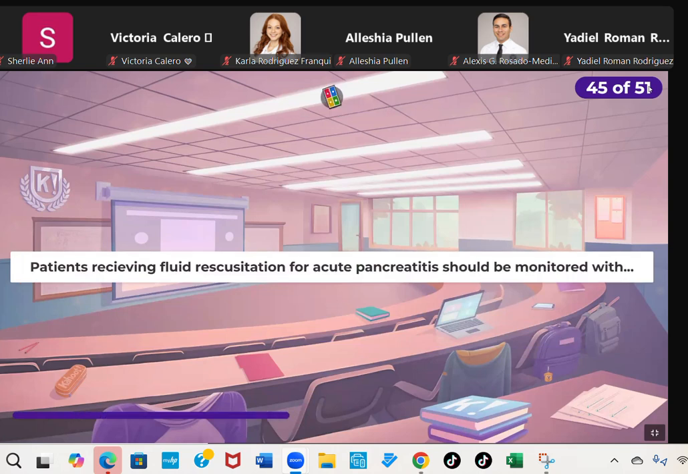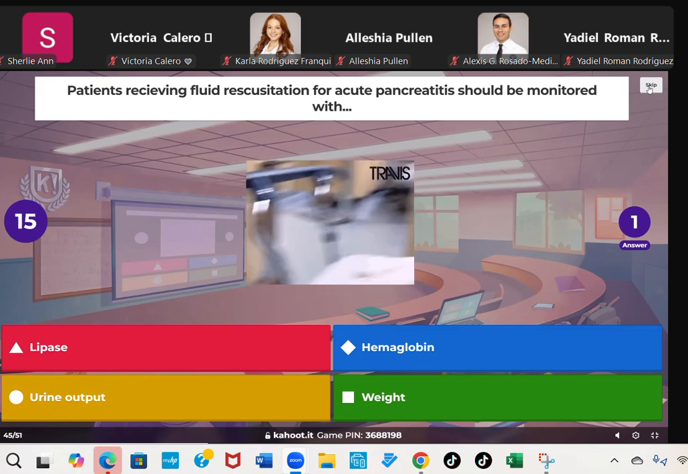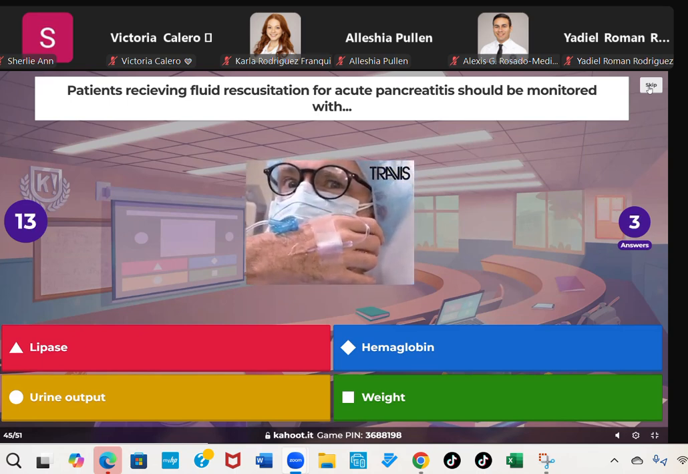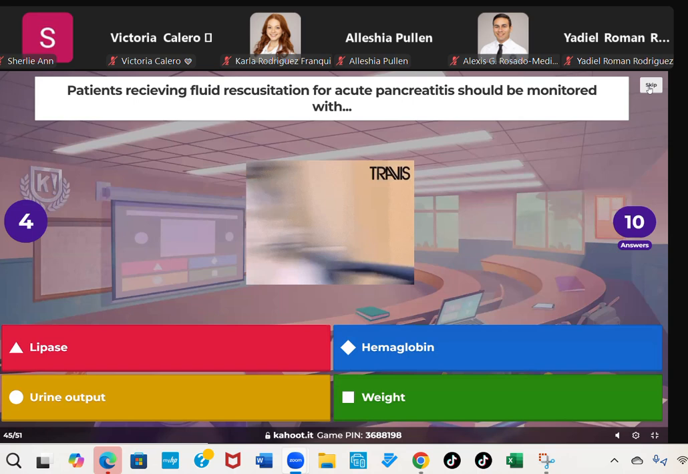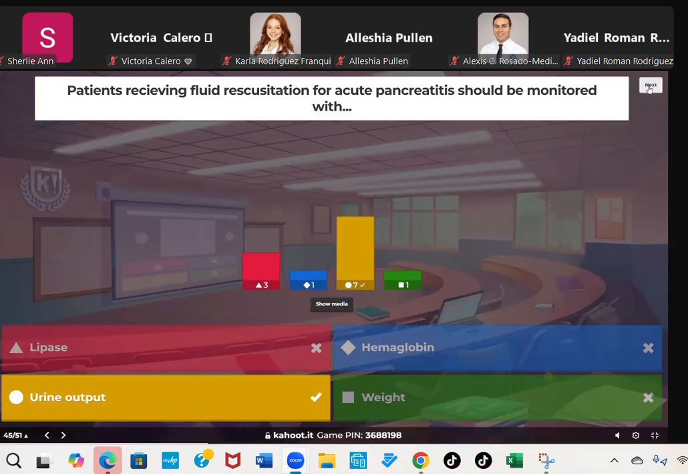Okay, patient is receiving fluid resuscitation for acute pancreatitis and should be monitored with lipase, hemoglobin, urine output, weight. How do we know if they're getting enough fluid resuscitation? How do we know if they're getting enough lactated ringers? Right. So we're not going to measure serial lipases. That doesn't give us any information about whether the patient is getting better because lipase has a long half-life. So it's not going to adjust quickly.